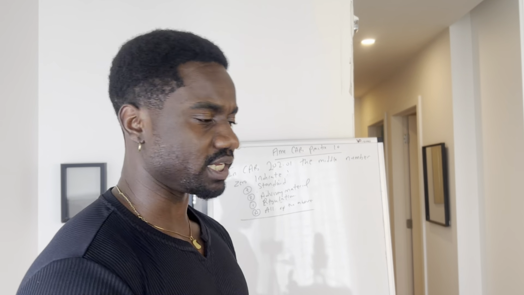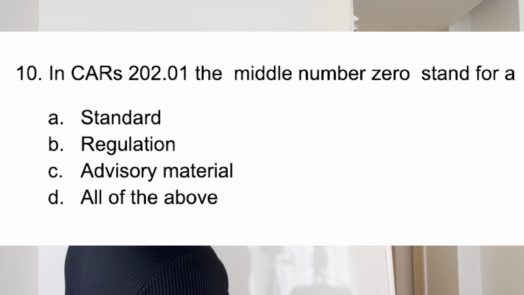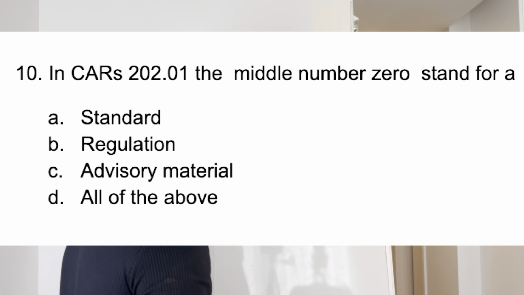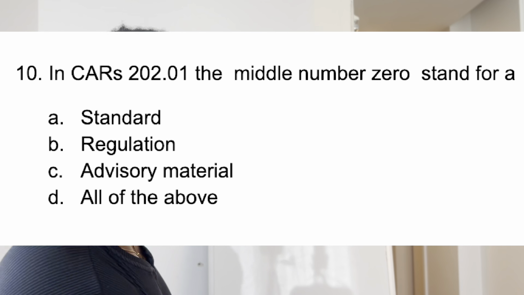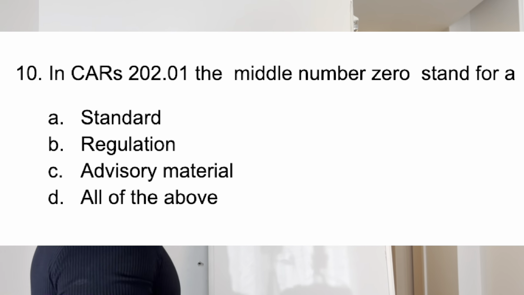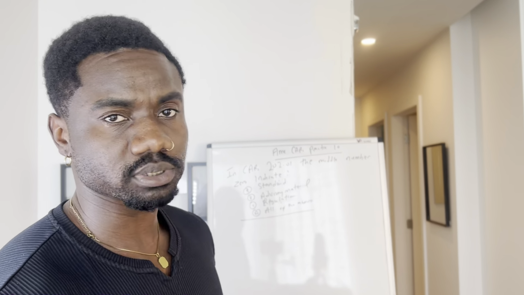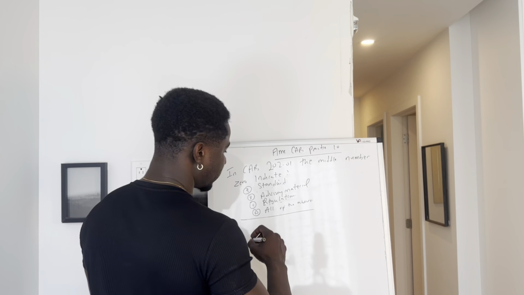All right, so imagine you're doing your CARs examination and you get a question like this. In CARs 202.01, the middle number 0 indicates: A, standard; B, advisory material; C, regulation; and D, all of the above. So first of all, like I usually do, let's go through the options and understand what these terms mean. For every CARs, we usually have numbers indicated like this.